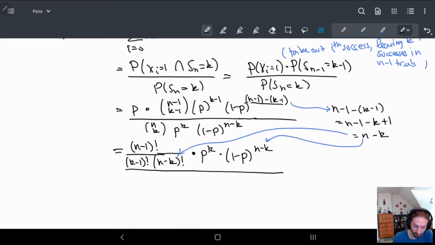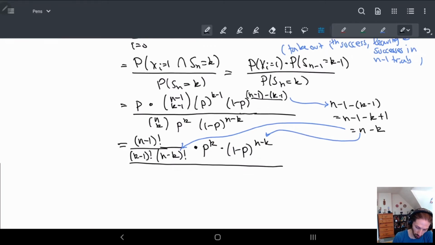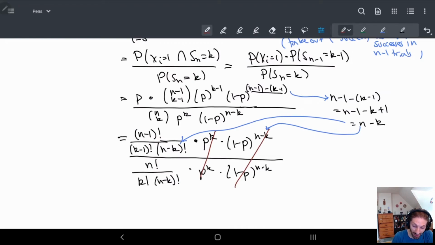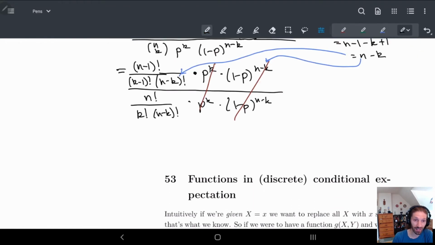I still have to divide everything on the bottom. So on the bottom, what do I have? I have n factorial divided by k factorial times n minus k factorial, times p to the k times 1 minus p to the n minus k. Whoa! These just cancel. Our p's go away. We don't even care what p is anymore. Bam! It's gone.